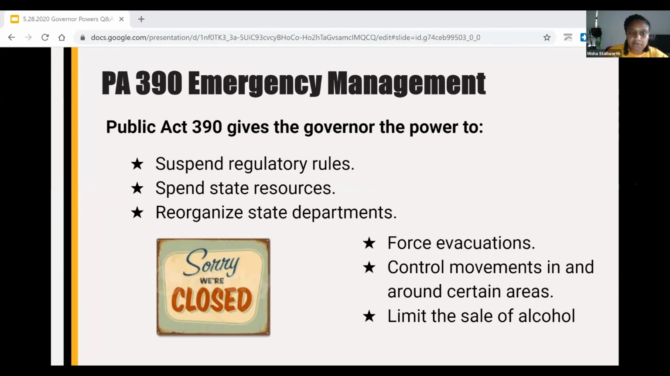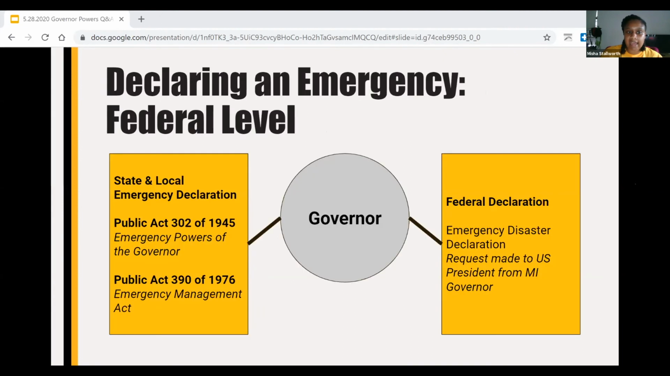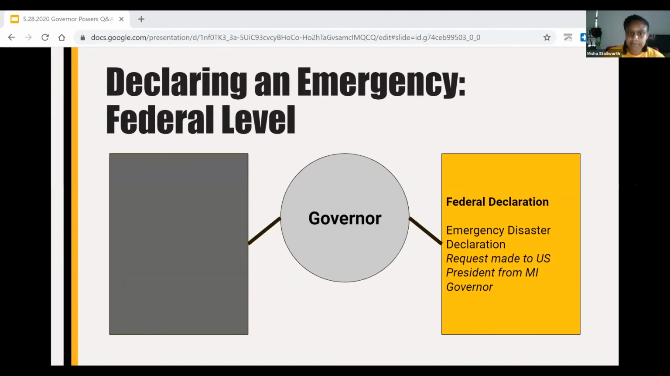So in terms of how this actually looks in practice, non-essential businesses being closed, gatherings being prevented, closing schools, the stay-at-home policy, you can see this list of items happening in practice in those areas. So those are our state laws. When we look at the federal declaration, this is a different process that happens and that connects with how our levels of government interact with one another.